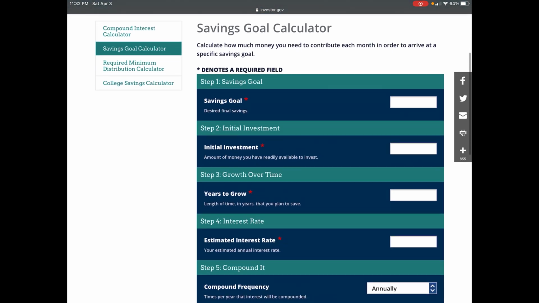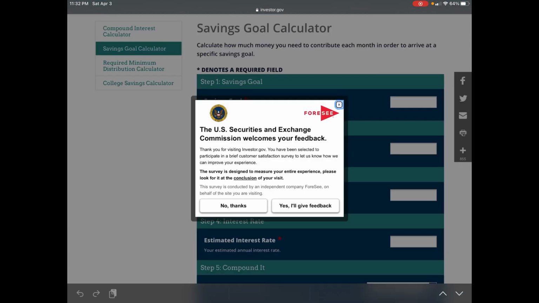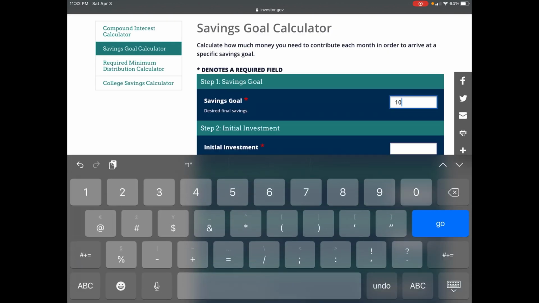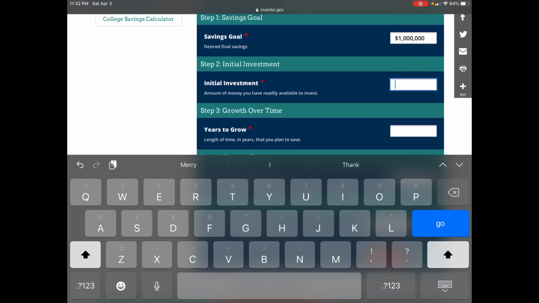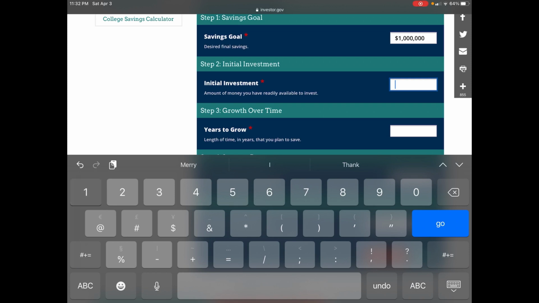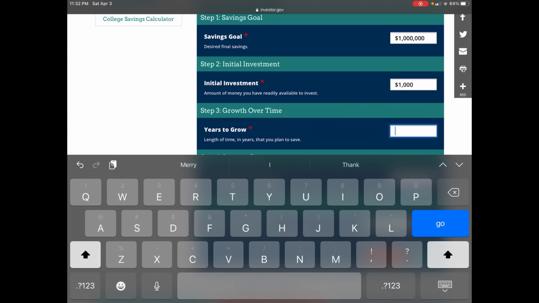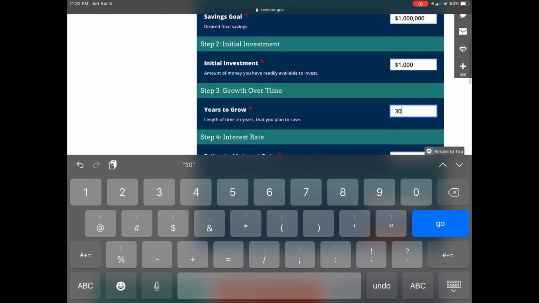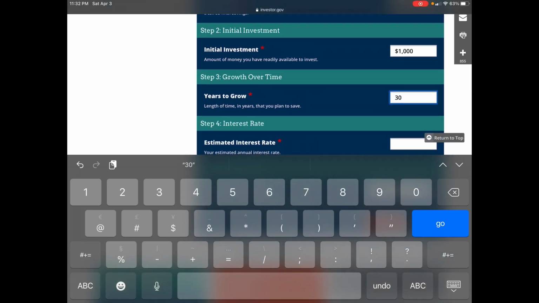So once again, we want to try to have $1 million here. So 1, 0, 1, 2, 3. Okay, $1 million. And then the same thing, we have $1,000 as an initial investment, and we want to be investing for 30 years. We're 30-year-old now, and we want to continue investing for another 30 years.